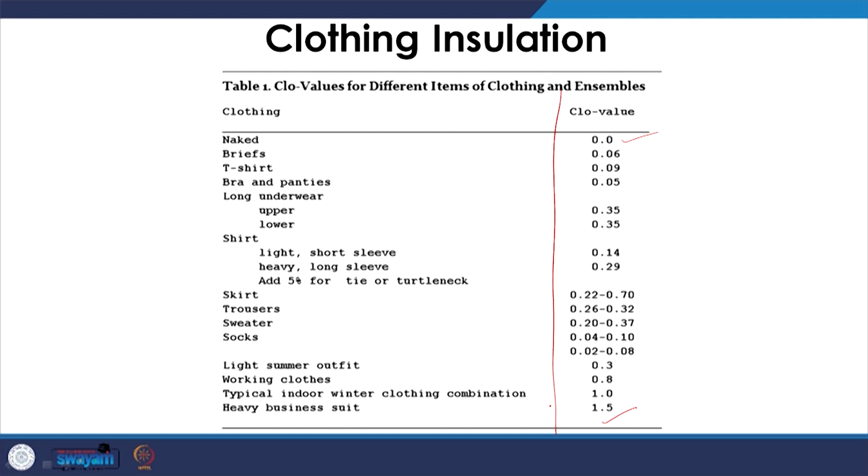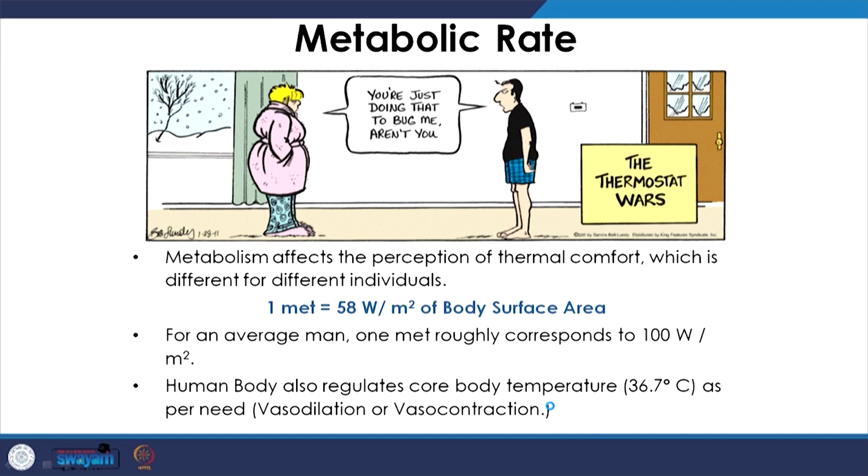The next is metabolic rate. Metabolic rate varies from people to people, from communities to communities, from subject to subject, and that is why adaptive thermal comfort varies. That is why different countries, when they are developing their own energy conservation codes, take into account the subjects in those specific regions to define what the adaptive thermal comfort is.